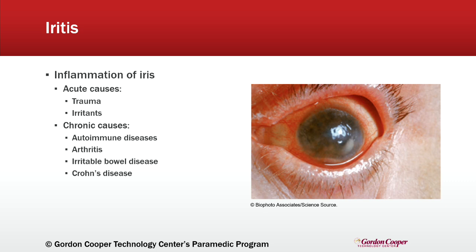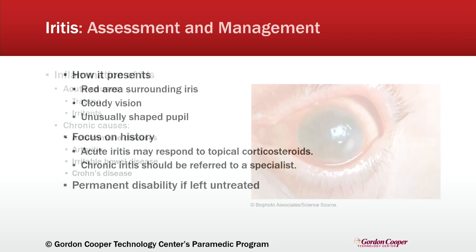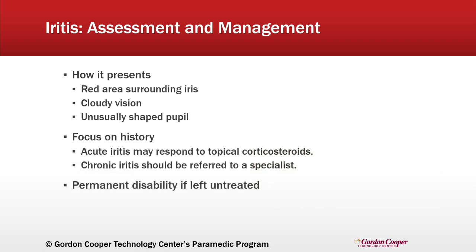Infectious causes can be from Lyme disease, tuberculosis, and even some sexually transmitted diseases. So hard as it is to believe, your eyes can be affected by other things going on in your body. It typically presents with redness around the iris, some cloudy vision, and an unusually shaped pupil. A thorough patient history is essential to help identify the potential causes. Acute iritis usually responds well to topical corticosteroids, but only if the cause is not fungal, viral, or bacterial. If it's one of those things, it'll be a different route.